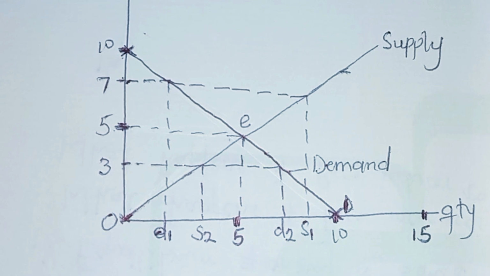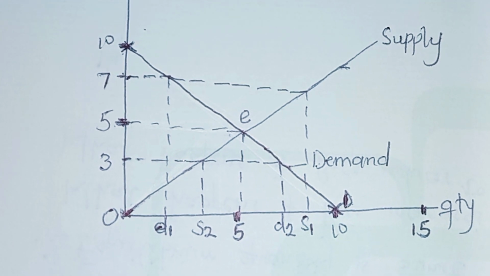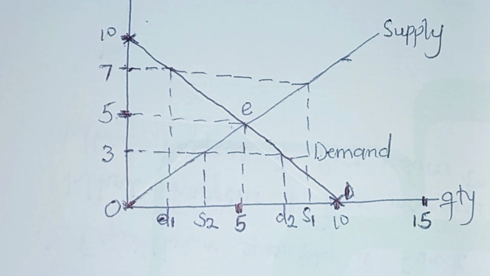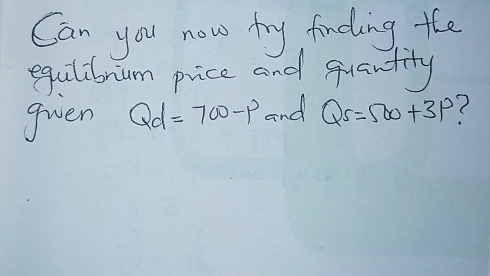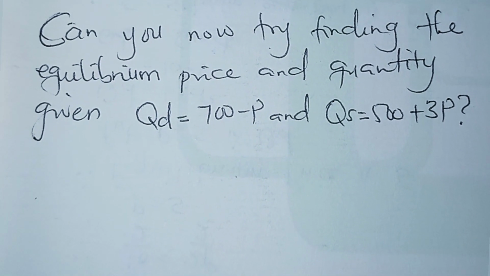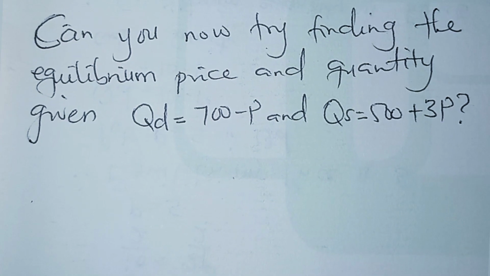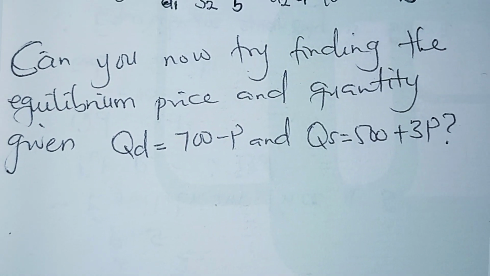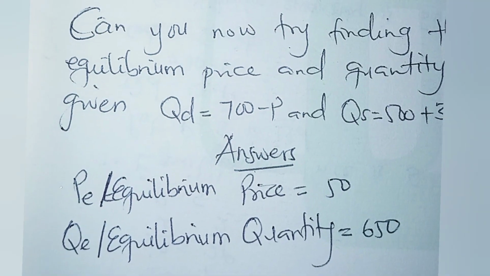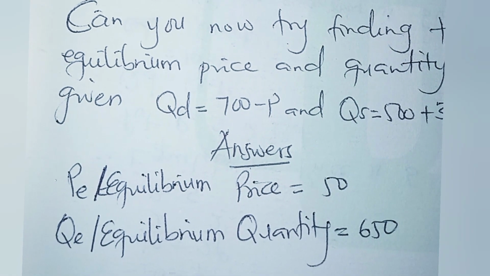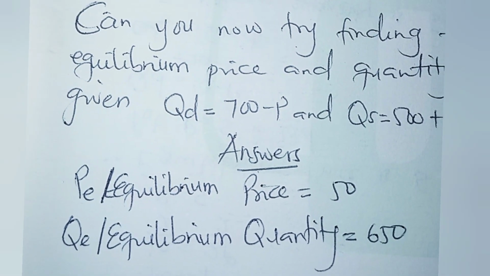Make it a point to meet me in my next video as I discuss the mechanism to bring the market back into equilibrium. I want you to try this question on your own as you use my video as a reference. I have also provided the possible answers, and I believe that you'll be able to get these answers as well. I got my equilibrium price to be 50 and my equilibrium quantity to be 650.